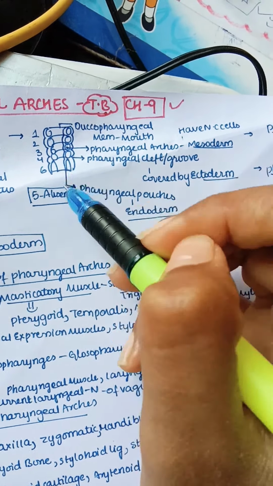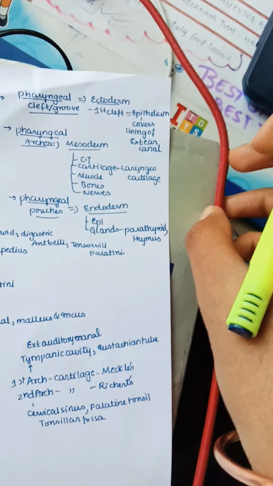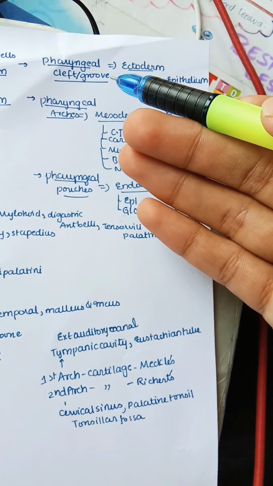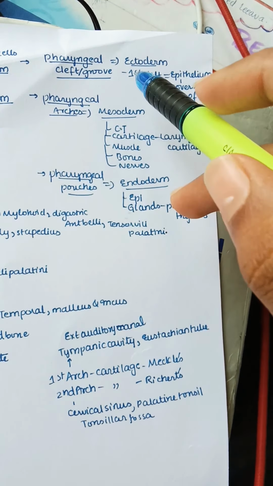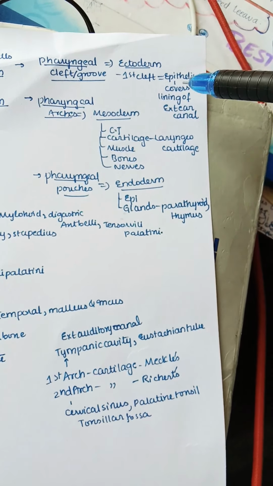We have to study more about the arches because they form many important structures in our body. This one is the buccopharyngeal membrane, which forms the future mouth, right? Remember that the pharyngeal arches, the mesodermal part, also have some neural crest cells present in them. Now, the pharyngeal cleft or groove is mainly made up of ectoderm. Its only important function is in the first cleft, which forms the epithelium that covers the lining of the external ear mainly.